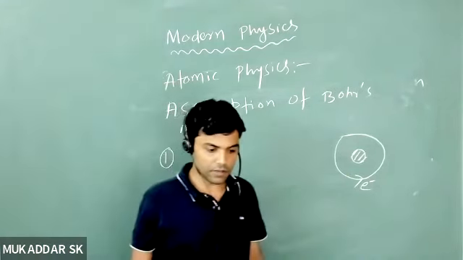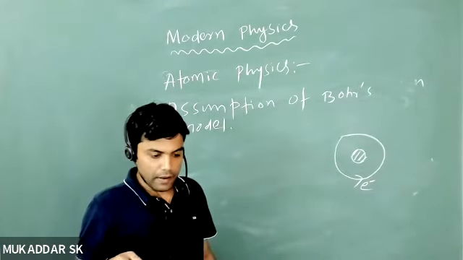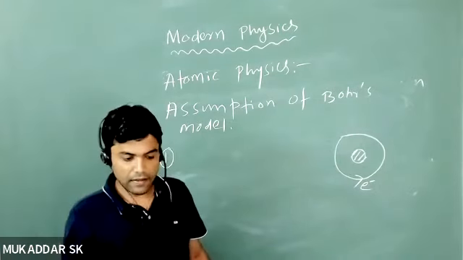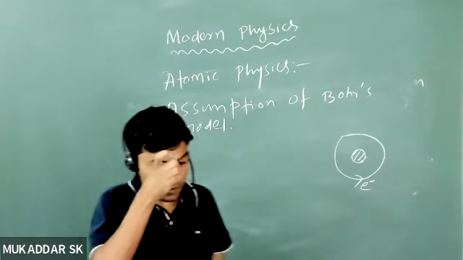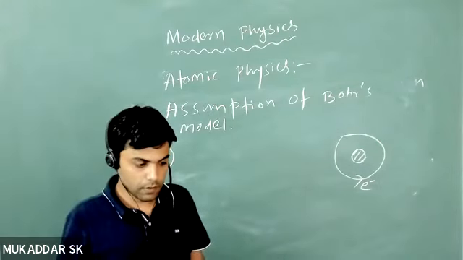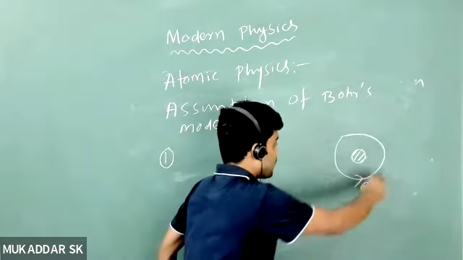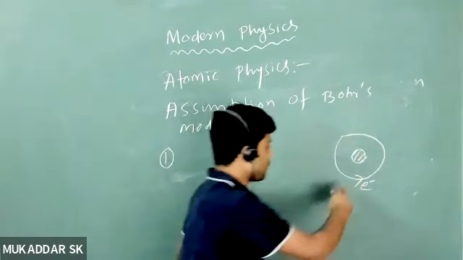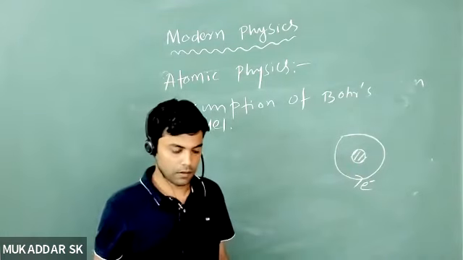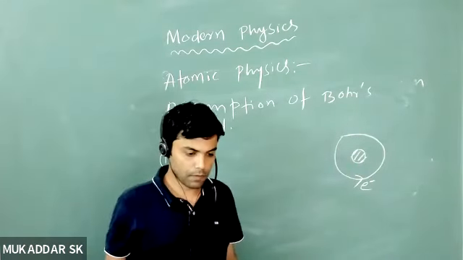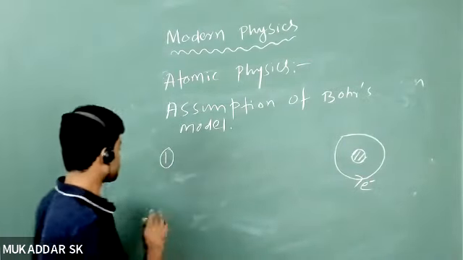Has everyone understood what I'm saying? First assumption is the electron revolving around that nucleus, and that orbit is stable and circular in nature. Any problem? Yes, sir. The electron is revolving around that nucleus, so that orbit will be stable and that orbit is circular in nature. Okay. Have you written that? Yes, sir. Shall I proceed?